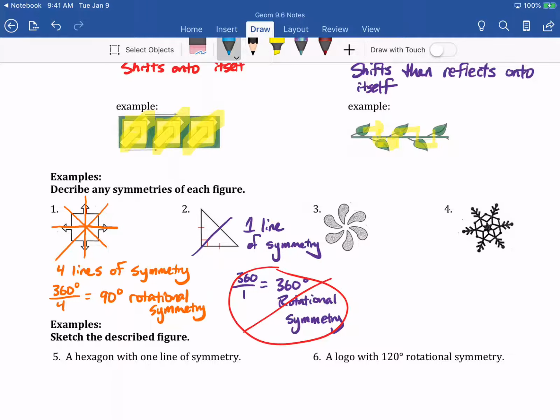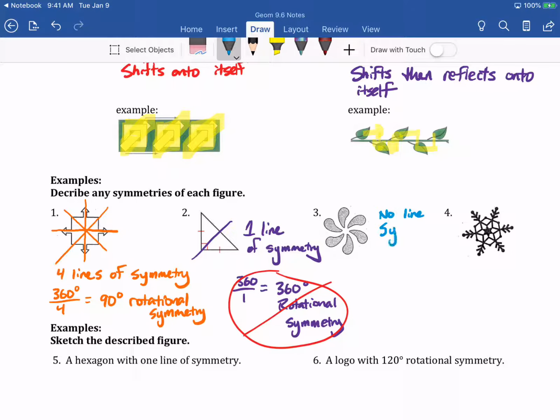All right, so now we have our next example. There is no line symmetry. Notice these pieces are curved, and if we would try to draw a straight line, for example through here, they're not the same on the left and the right of that line. So it does not have any line symmetry.